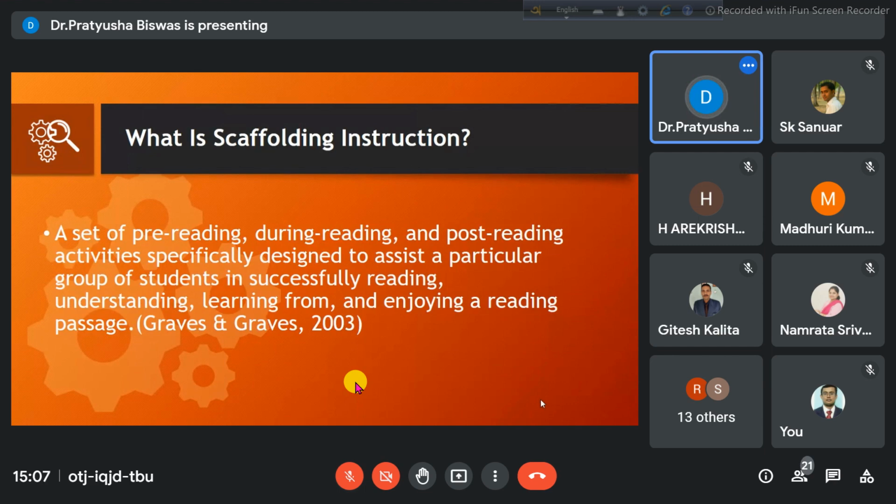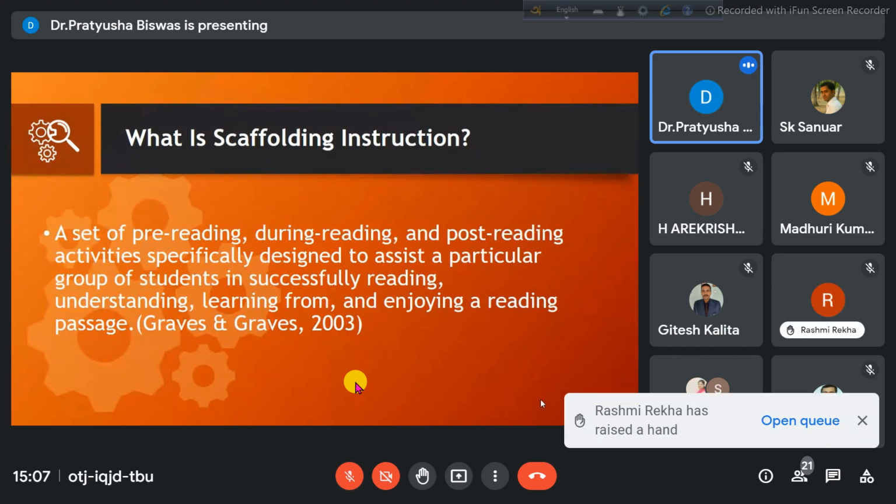Now, what is scaffold instruction? A set of pre-reading, during reading, and post-reading activities specifically designed to assist a particular group of students in successfully reading, understanding, learning from, and enjoying a reading passage. Now, this is something that we focus upon. It's about the pre-reading, during reading, and the post-reading.